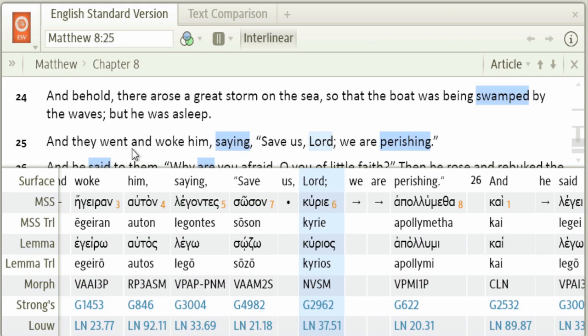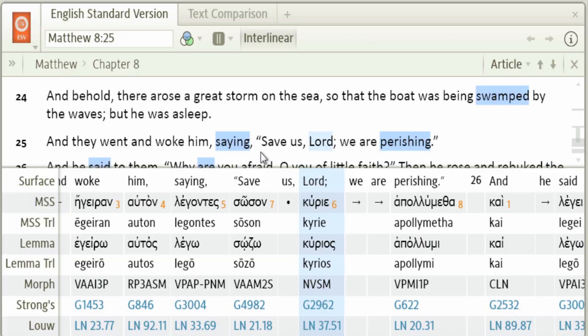So, for example, we have the disciples here. They went and woke him, saying, "Save us, Lord, we are perishing." So you can see that this verbal action is happening in the present from the viewpoint of the speakers.